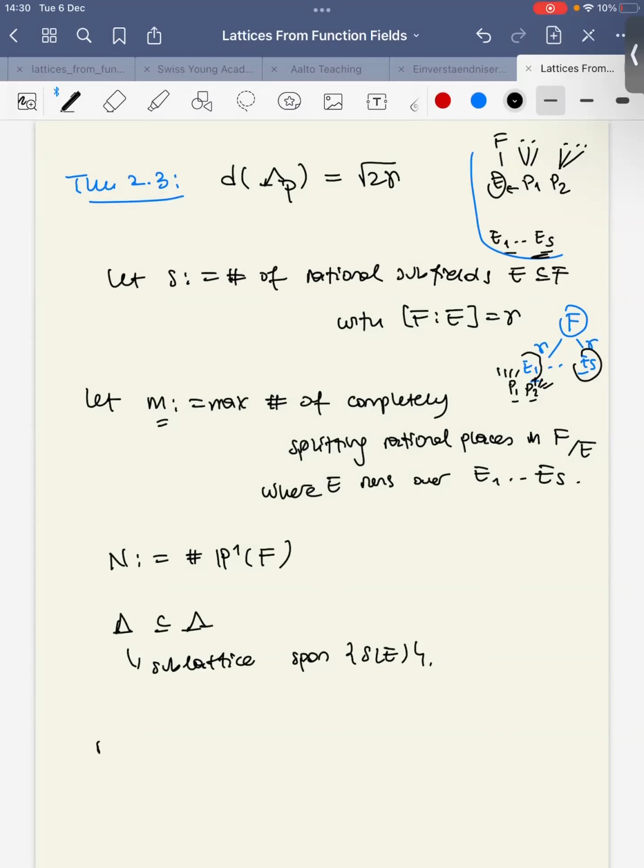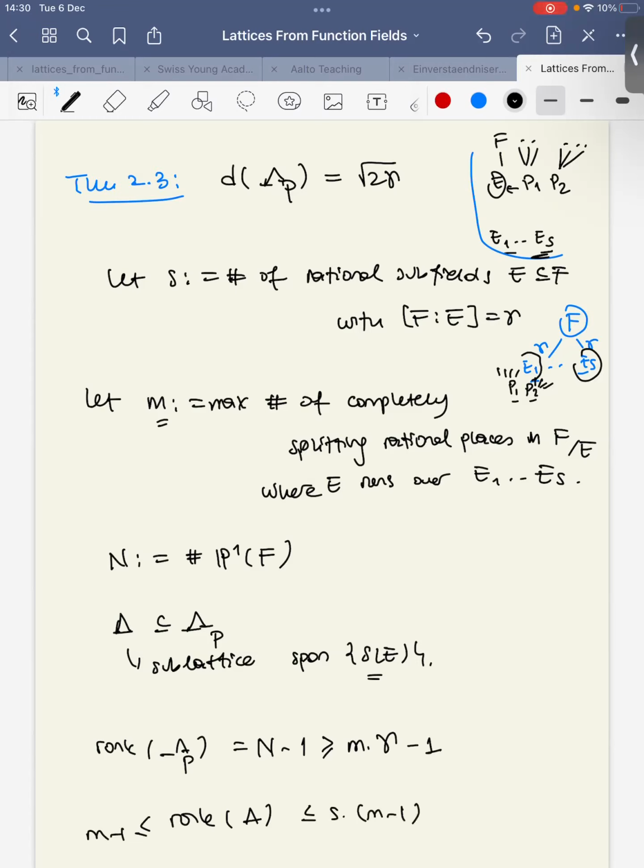If this is the case, the rank of our function field lattice is indeed N minus 1, and this can be estimated by M times the gonality minus 1. But the rank of the sublattice which is spanned by these minimal vectors is bounded below by M minus 1 and above by S times M minus 1. So as we get the inequality for this rank, indeed we can conclude the function field lattice is not well-rounded, right?